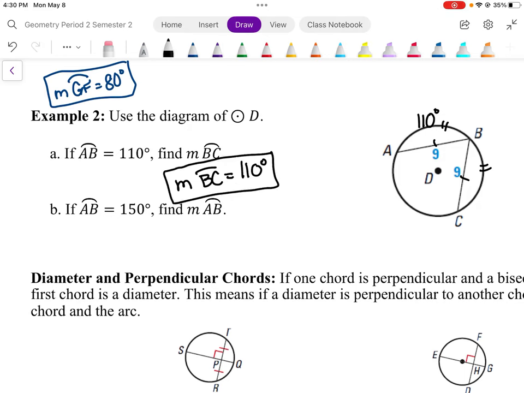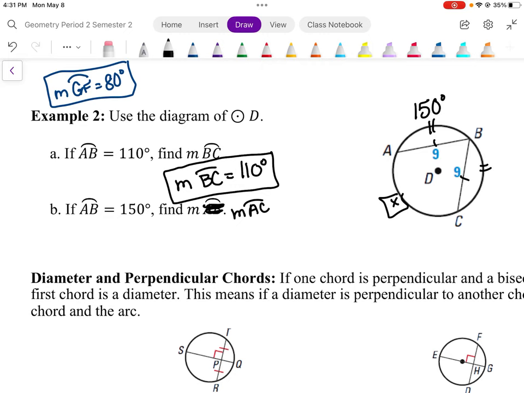On the next one, there's a little bit of a typo, so if you could change this to the measure of AC instead. This one is using the same diagram, but different values than the first problem. So when you look at it, the measure of AB is 150 degrees. And they want us to find the measure of AC, so that's where the variable is going to go.